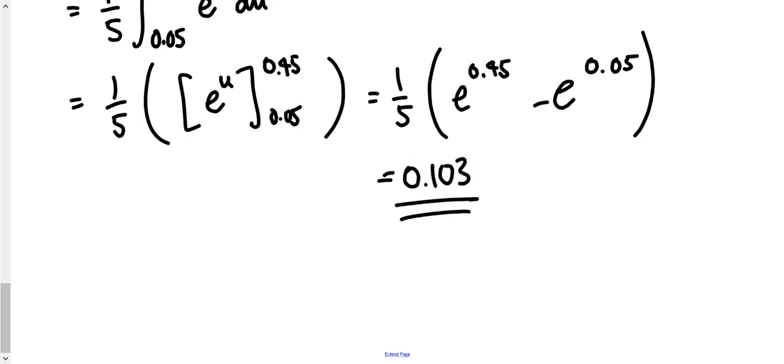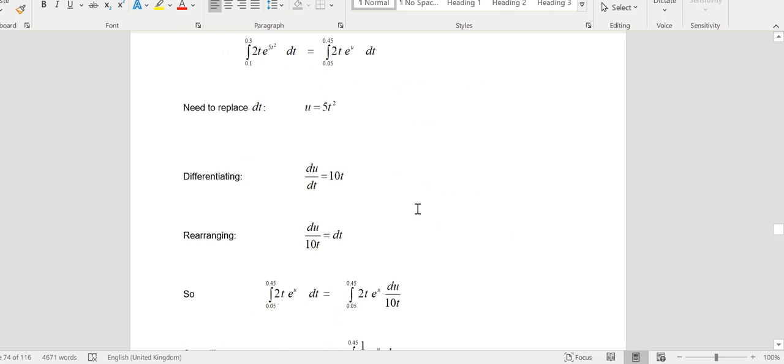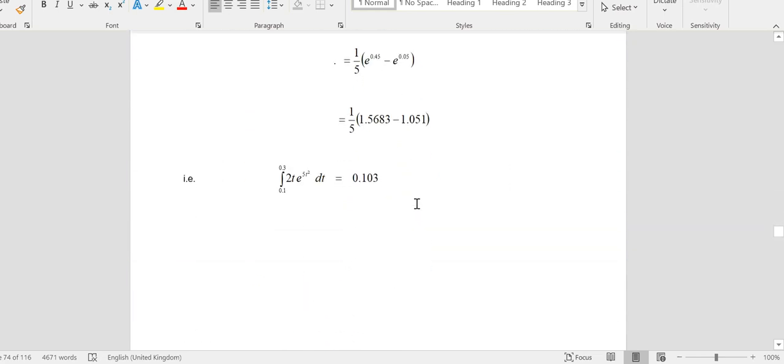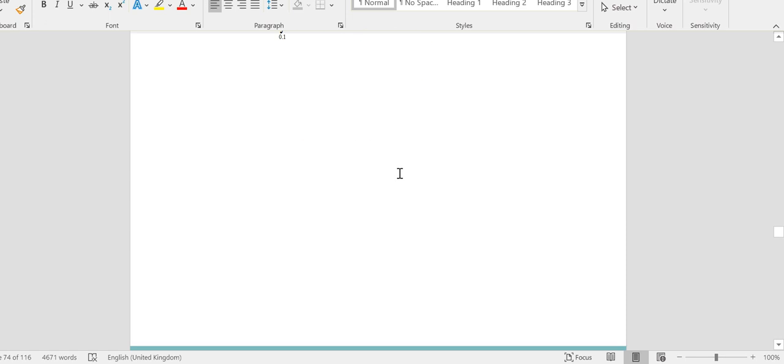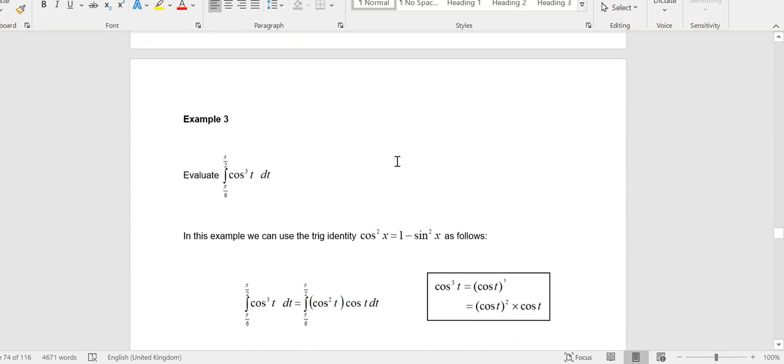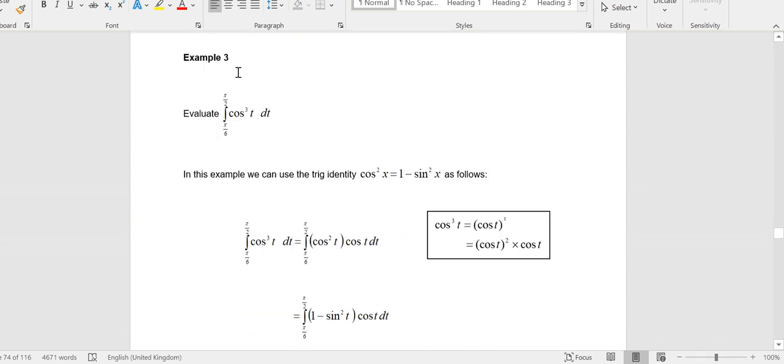You can see that in the example when we work down, 0.103. So that's good. So in the next lecture we'll look at example 3, and this has got a really significant trick in it.